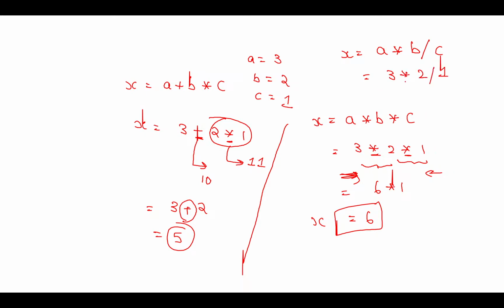Multiplication and division have the same value of precedence. So that's why we will be performing according to the rule of associativity. We'll be doing from left to right, evaluating the expression from left to right. So from the left is 3 into 2, that is 6, and 6 by 1. So that will be 6. The answer will be 6. So this is how the rule of associativity works.